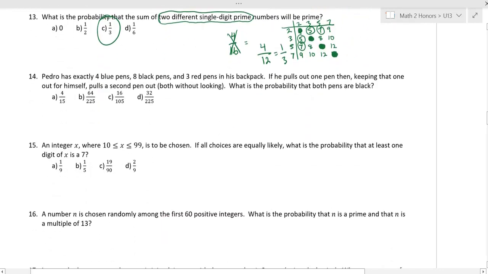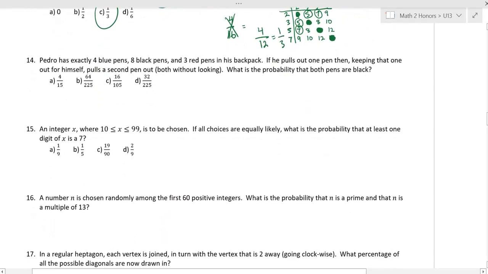All right, 14. Pedro has exactly 4 blue pens, 8 black pens, and 3 red pens in his backpack. If he pulls out one pen, then keeping that one out for himself, pulls the second one out, both without looking, what's the probability that both pens are black? So first one, we've got 8 black pens out of 15 total, and then 7 black pens out of 14 total.